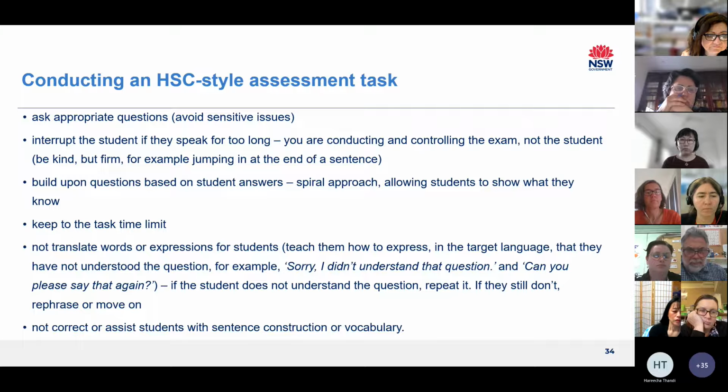Don't translate words or expressions for students. Teach them how to express in the target language that they have not understood. For example, sorry, I didn't understand the question, or can you please say that again? If they didn't understand it, repeat it once. If they still don't, rephrase or move on. Do not correct or assist students with sentence construction or vocabulary.